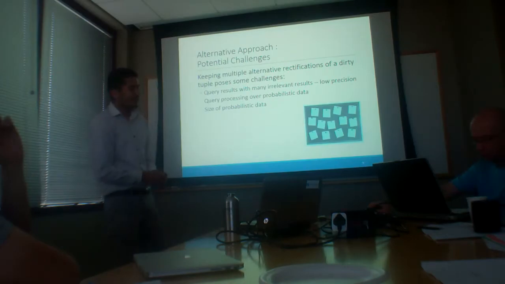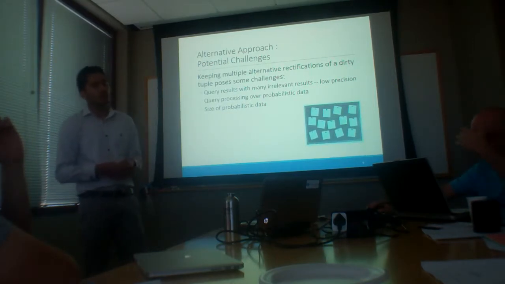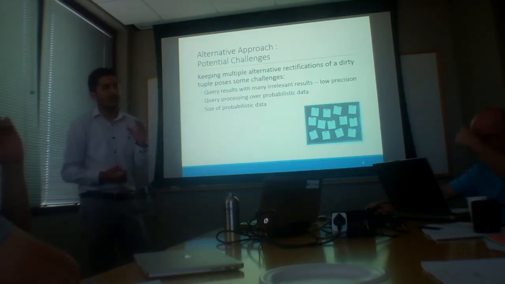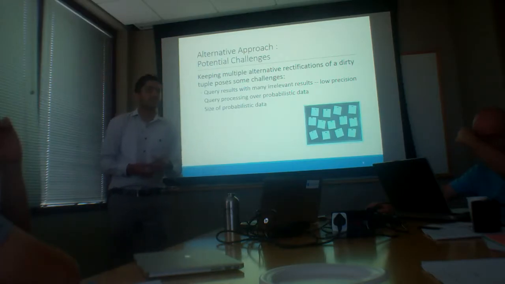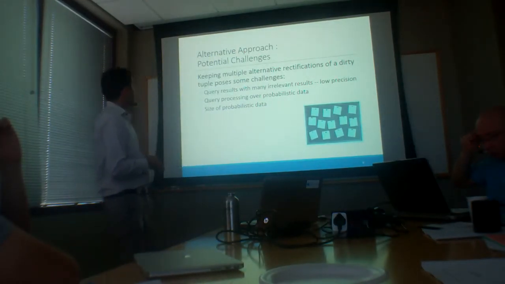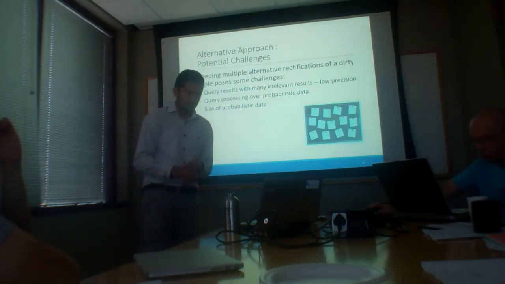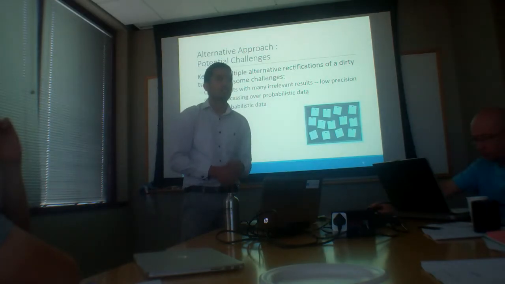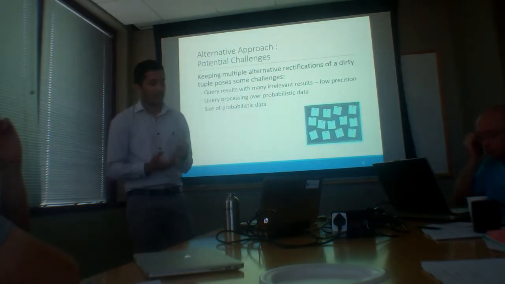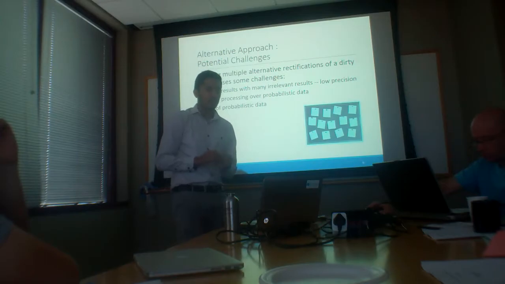But this approach is not so easy, and there are some challenges associated with it. For example, there could be too many irrelevant rectifications stored in the probabilistic database, and when it is used, you will get results that have a low precision value. Also, query processing over a probabilistic database is not as efficient as over a deterministic database. Similarly, the size of the probabilistic database will always be a problem, since it can go exponentially larger than the normal deterministic database, which considers only one rectification for a dirty data.